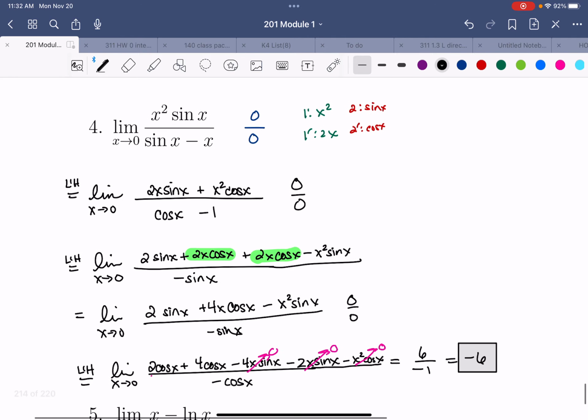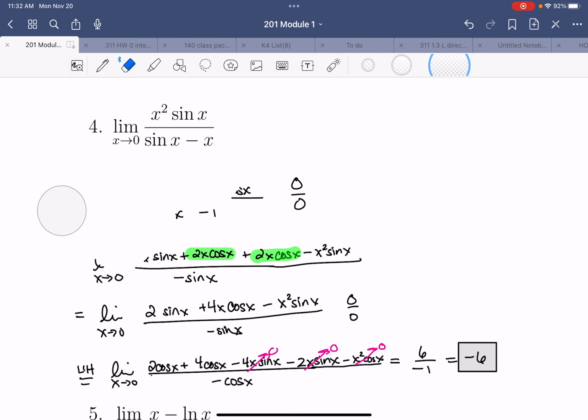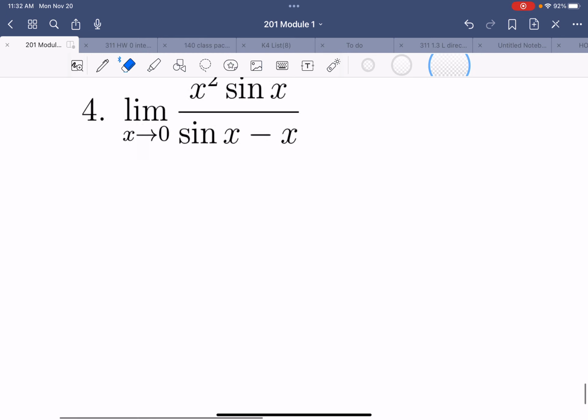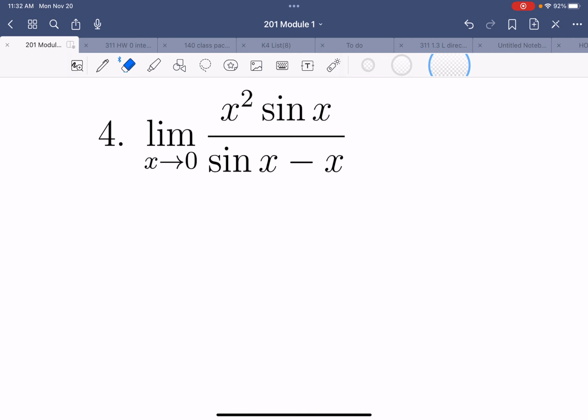Now, here's where we picked up in class with number 4, and I'm going to go through this step by step one more time. This one's a bit more involved. So we are going to go ahead and use our L'Hopital's rule here.